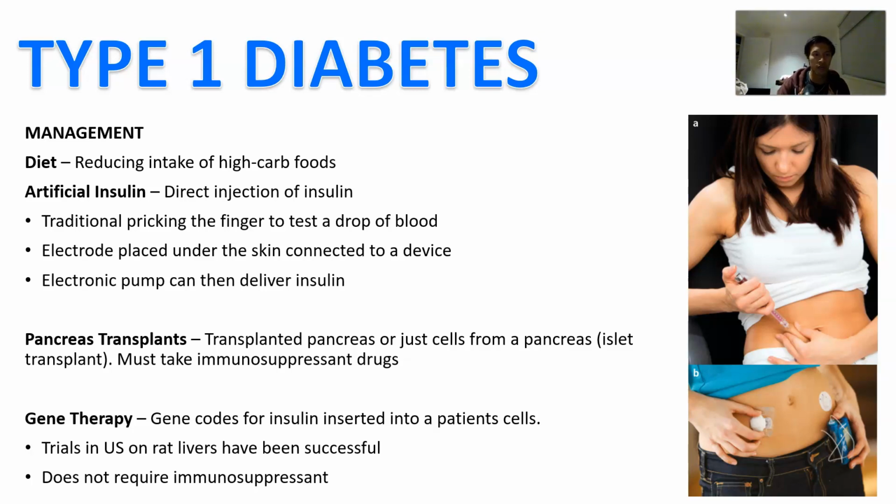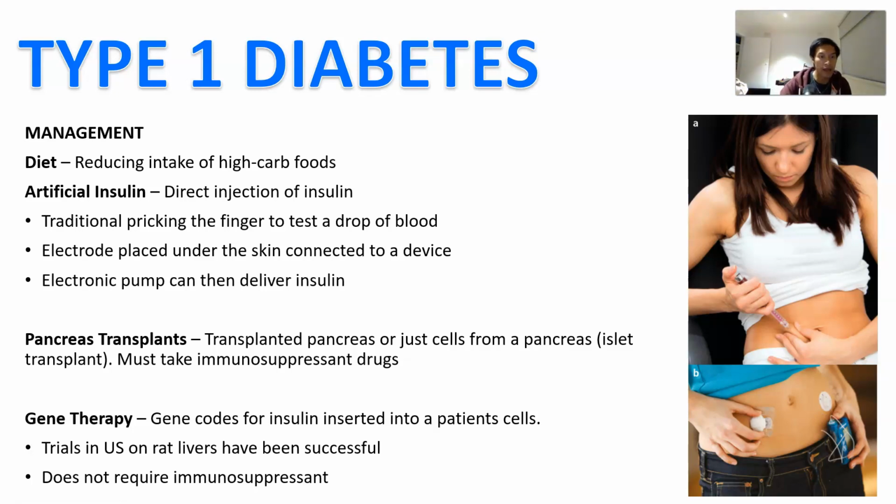Some people also have a little electrode that does it for them automatically, so that it can be connected under the skin and connected to a device. And then if it's connected to a pump, you can also deliver the insulin automatically. So you don't have to think about it, but your body can read, detect, and respond accordingly all the time.